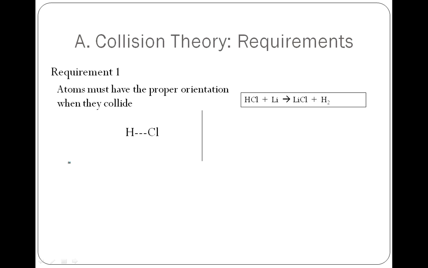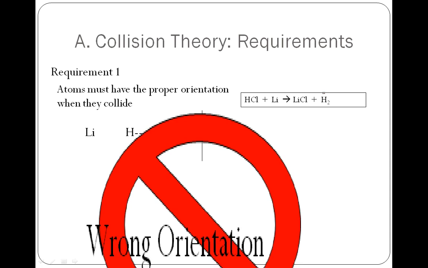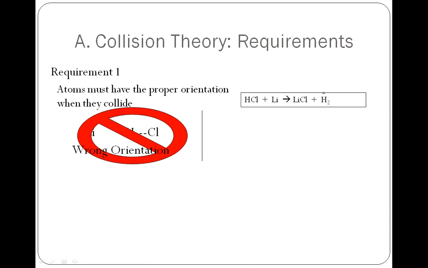So here's our hydrochloric acid. We could bombard lithium at it all day long and nothing would happen because this is the wrong orientation. The lithium is hitting the hydrogen, and those don't need to react with each other. What we want to see is the lithium and the chlorine combine and the hydrogen be left alone. So this would be a wrong orientation. Therefore, no reaction would happen.